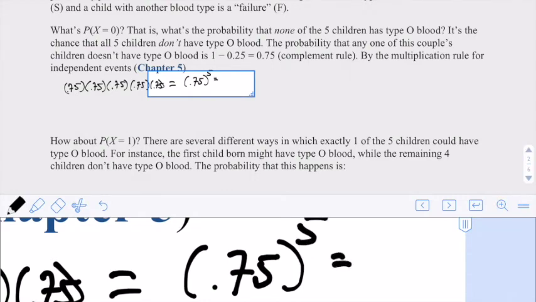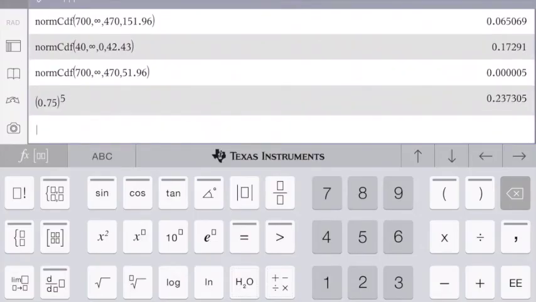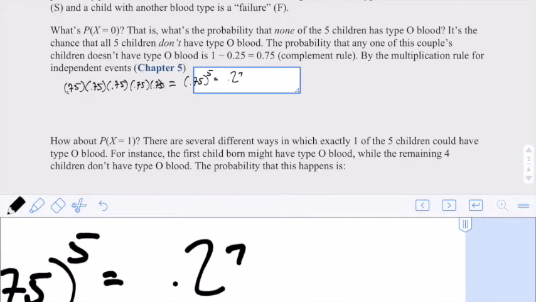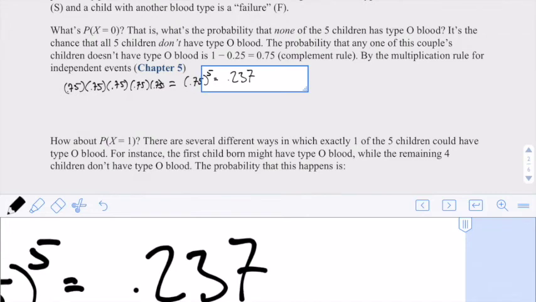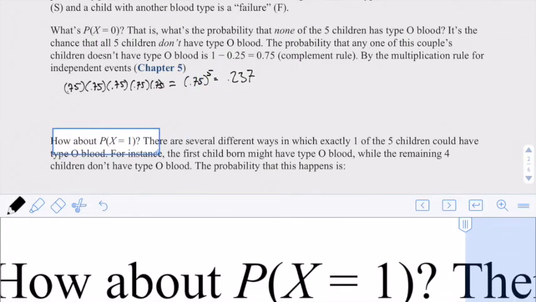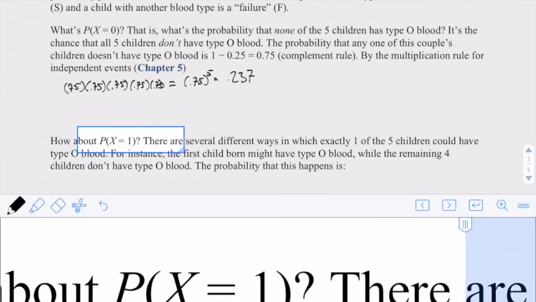Now I'll go to my calculator. 0.237. So there's a 23.7% chance that none of the children have type O blood. That's not too bad. How about the probability that X equals 1?